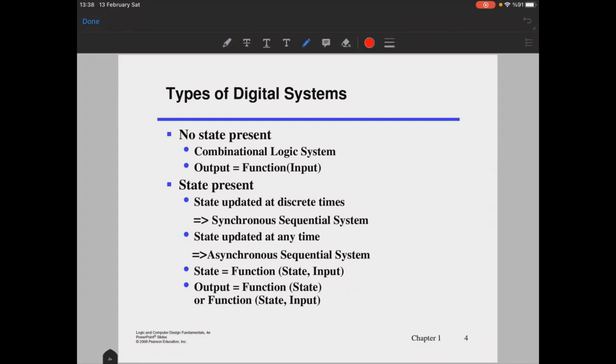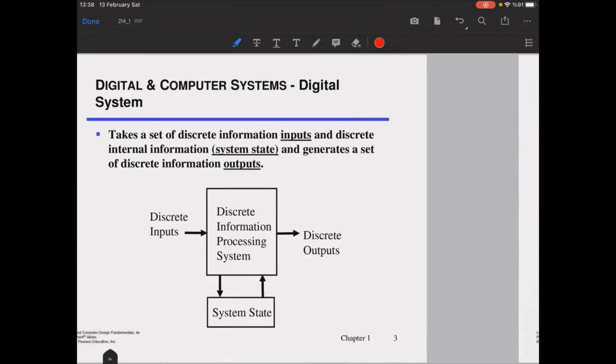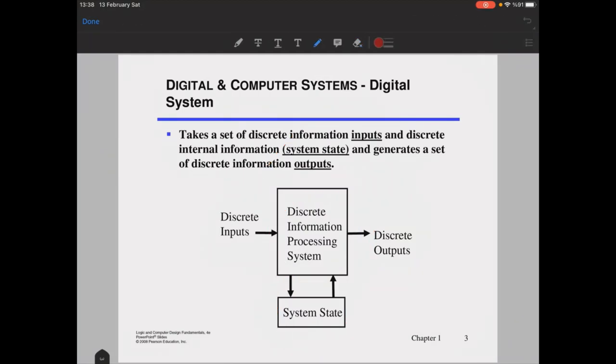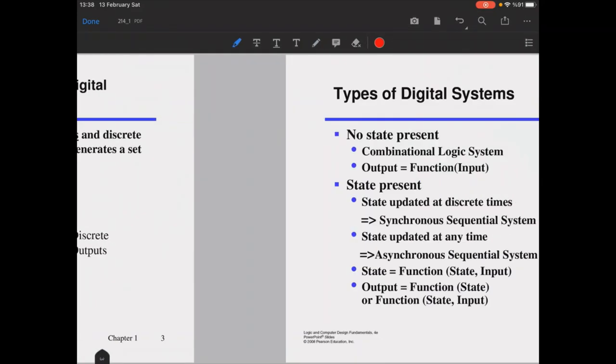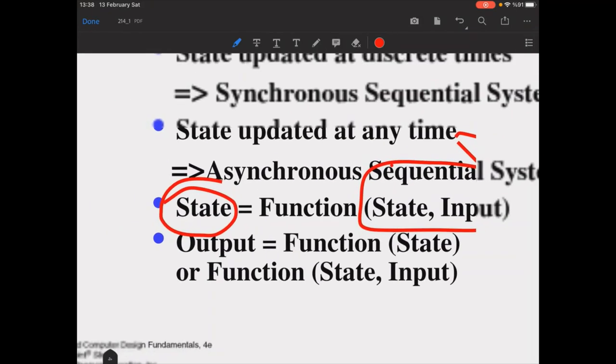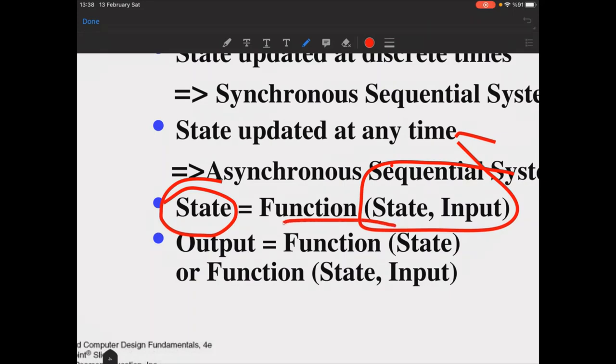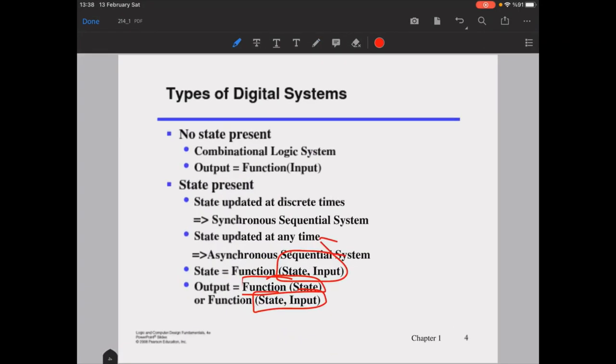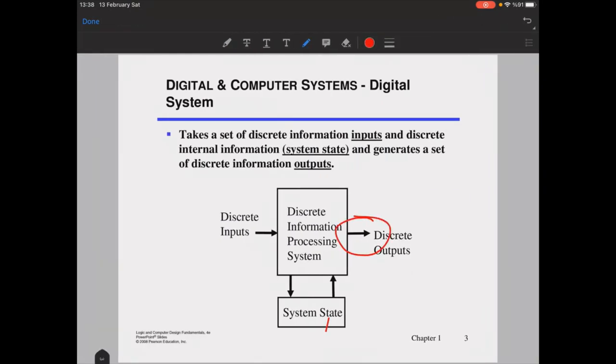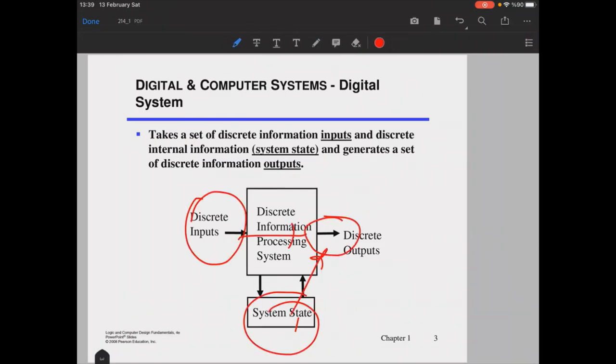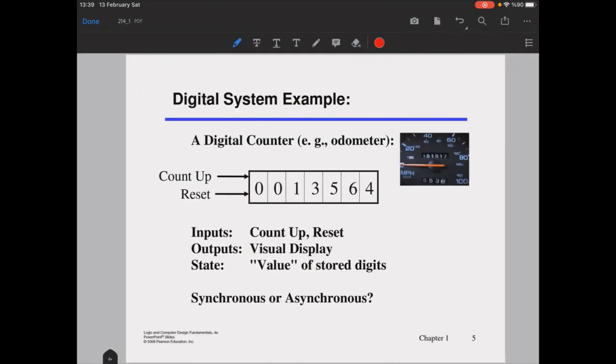In that sense, your state can be a function of state and input, as you see here in this drawing as well. Your system state will depend on your inputs and current state. And your output will be dependent on your current state, or both your current state and input. So your output can be dependent on only the system state, that's possible, or it can be dependent on both the inputs and system state. Both are possible. We will see this in the next chapters.